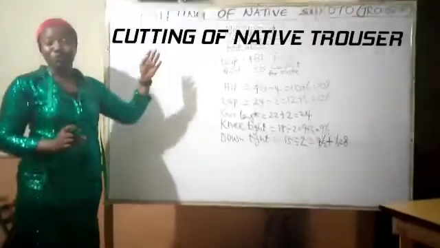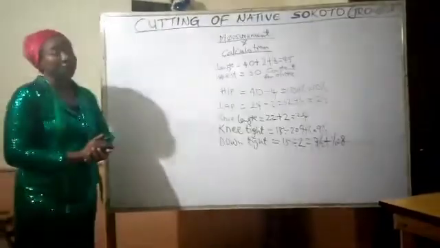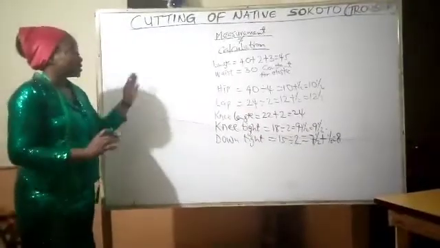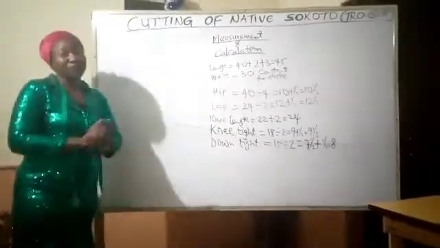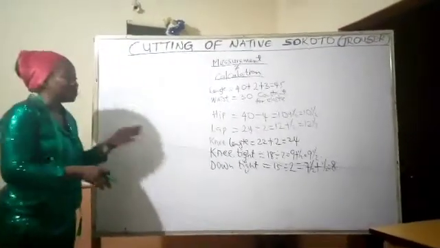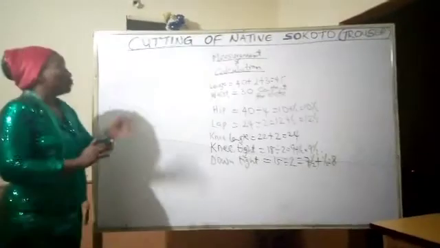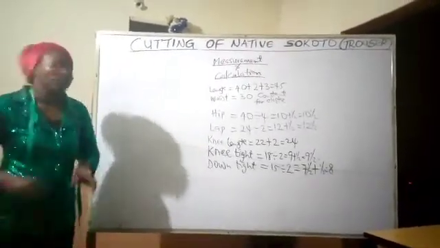Today I would like us to look at cutting of native shokoto. In the previous class we looked at the sketch of native shokoto, the measurement and the calculation of native shokoto. But we didn't cut it that day. That is why I'm here today to do the cutting. We are going to cut it the way it should be, the native shokoto.